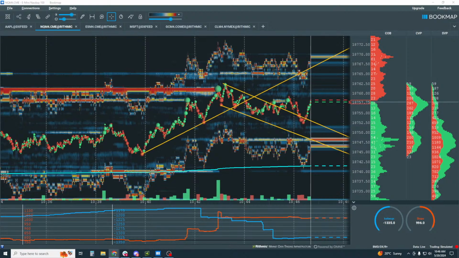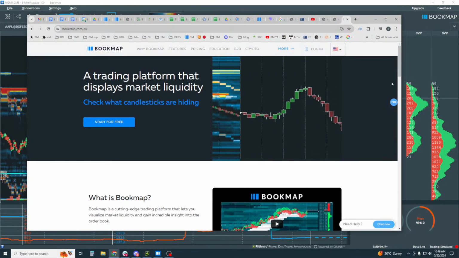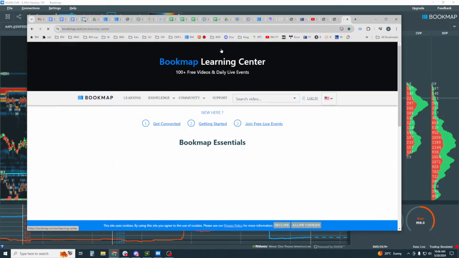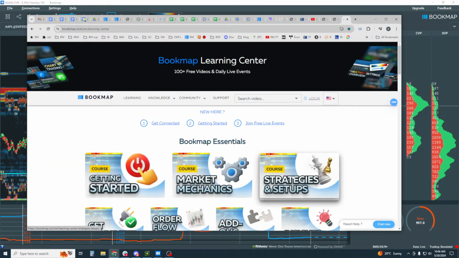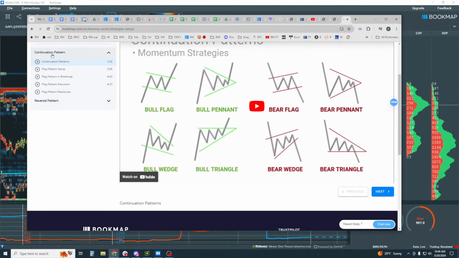Let me show you where to go to maybe get started on this. Go to Bookmap, bookmap.com, click on education, go to the Learning Center, and go to the strategies and setups in here. The continuation pattern and the reversal pattern in here.